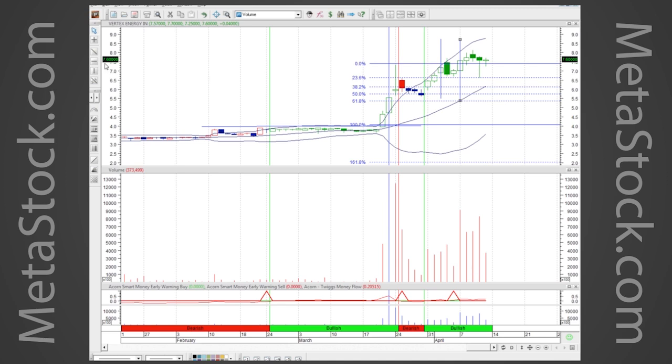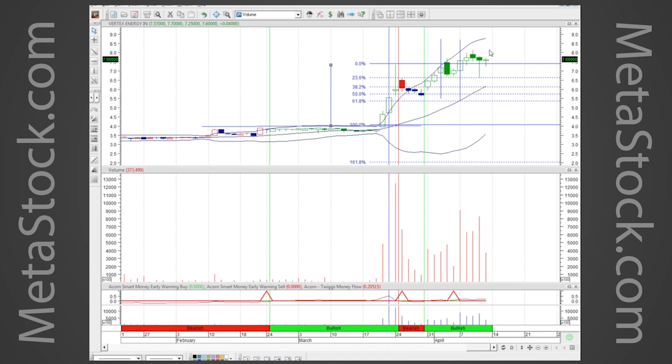How did you create the pole? Using the MetaStock Trendline tool, and what I'm doing is I'm drawing from vertical to horizontal, and then you can drag that around.